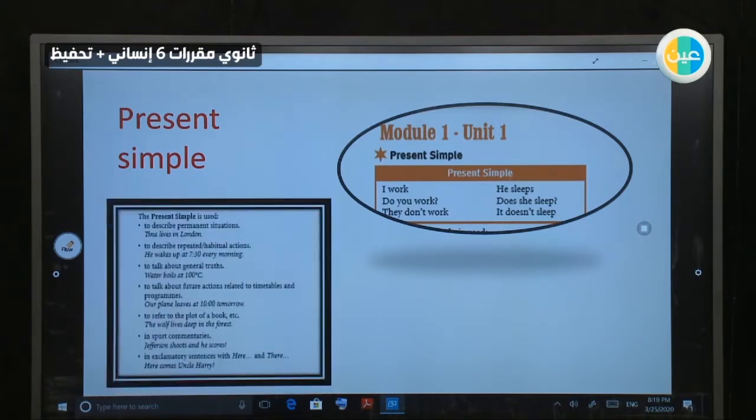Okay, what are the uses? Why do we use present simple? Again, to describe permanent situations. Tina lives in London, for example. To describe repeated habits or actions: he wakes up at 7:30 every morning. To talk about general truth, like water boils at 100 centigrade. Or to talk about future action related to timetables and programs, like our plane leaves at 10 tomorrow.